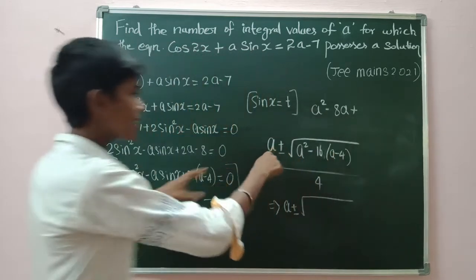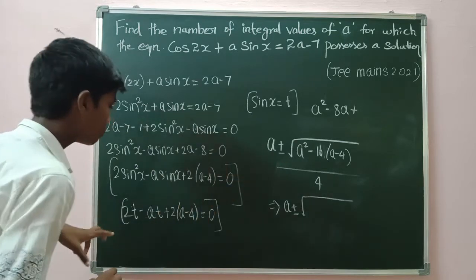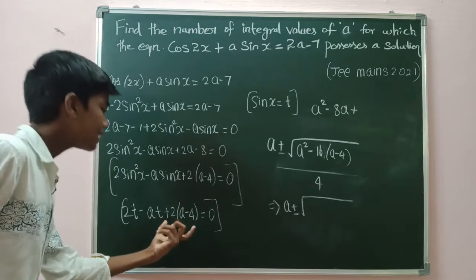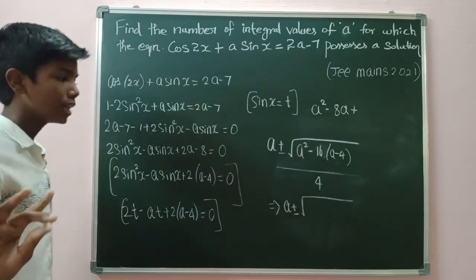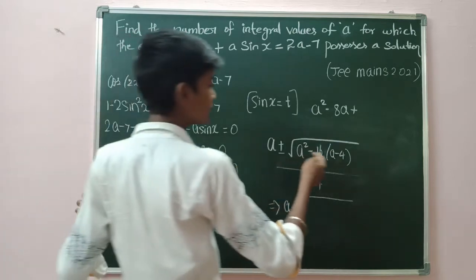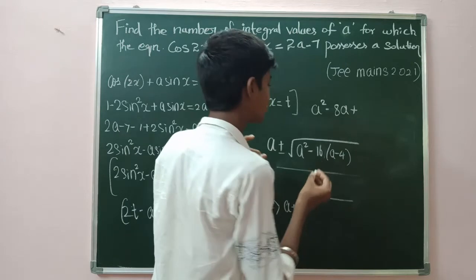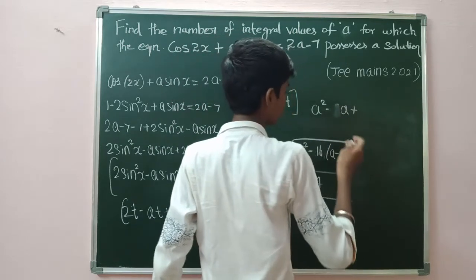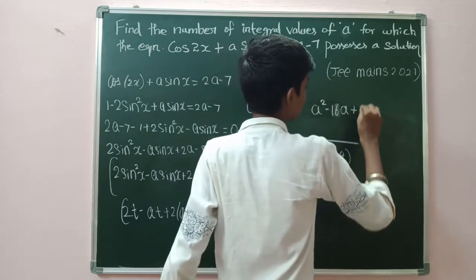Because minus a plus or minus root of b square is a square minus 4ac, which will be 4 into 2 into 2 into a minus 4, because your c is 2 into a minus 4. I forgot that, so you will get 16. Sorry for that. So now I can write this as a square minus 16 into a minus 4, as a square minus 16a plus 64.